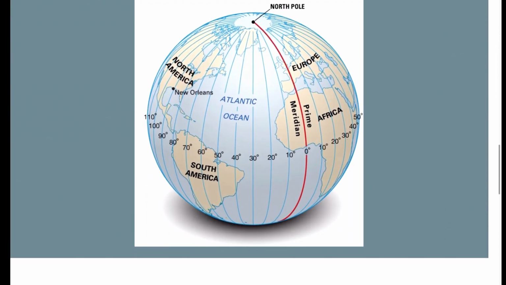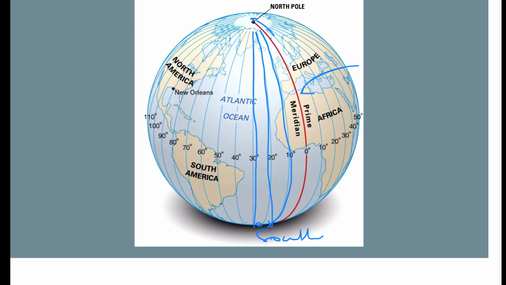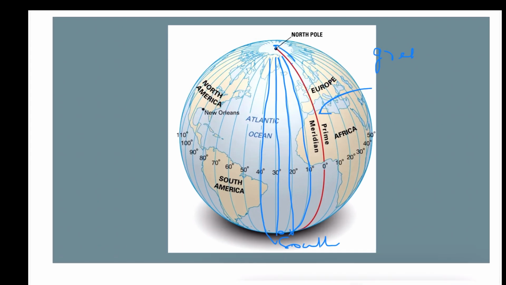Now we will go to longitude. Longitudes are the lines that join the North Pole to the South Pole through the shortest way. So this is one line that is shown, the red line. Again, these lines are the longitudes. The red line is passing through Greenwich. That line is the prime meridian line.